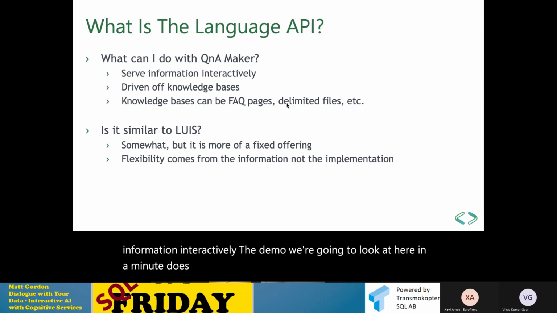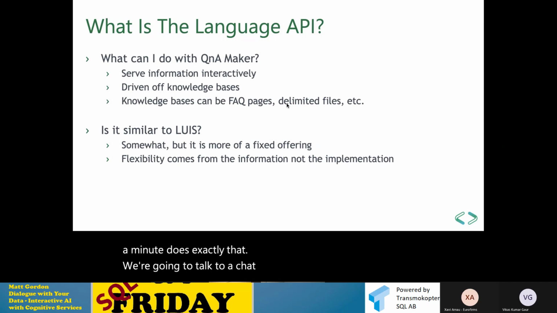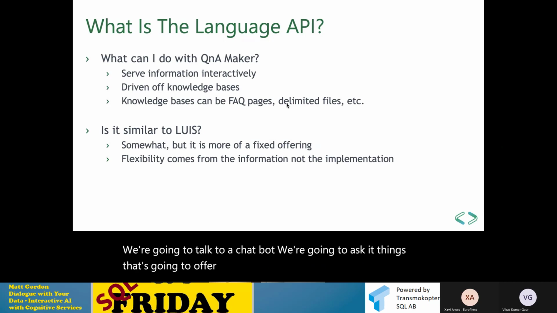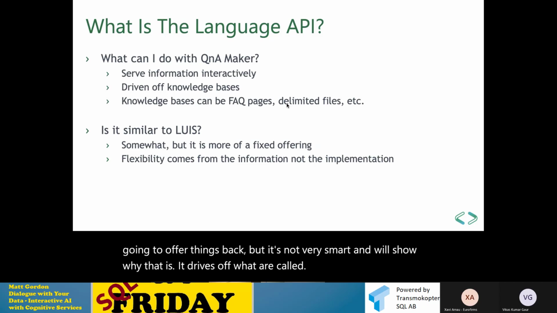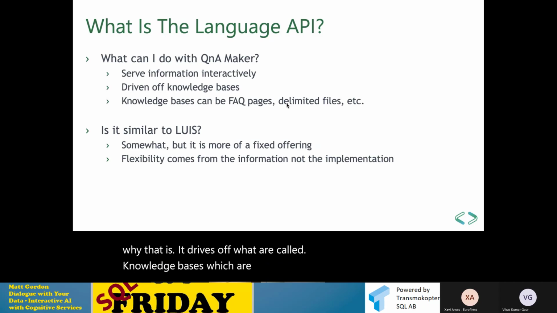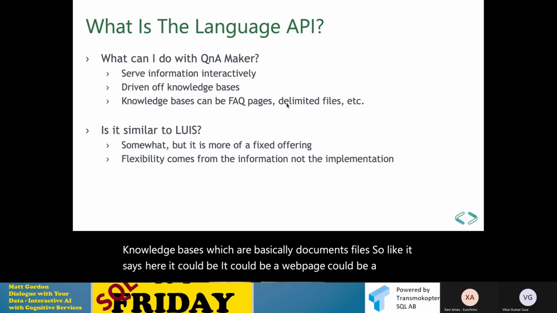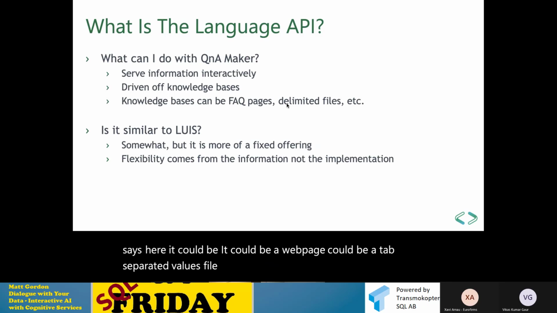We're going to talk to a chatbot. We're going to ask it things. It's going to offer things back. But it's not very smart, and we'll show why that is. It drives off what are called knowledge bases, which are basically documents, files. So like it says here, it could be a web page, could be a tab separated values file, not CSV for some reason. It can ingest Word documents, Excel sheets, all those sorts of things.